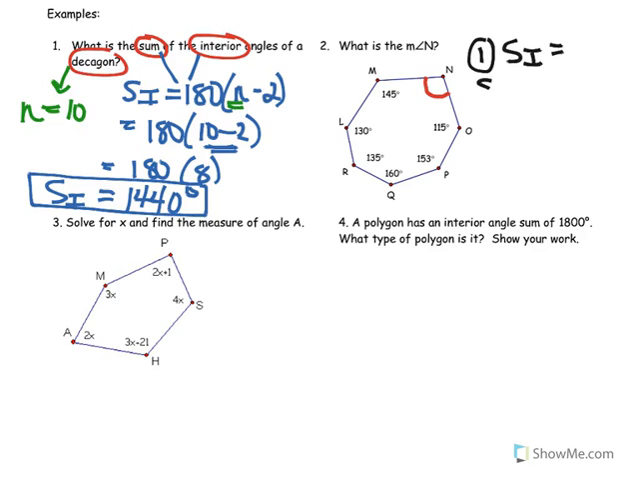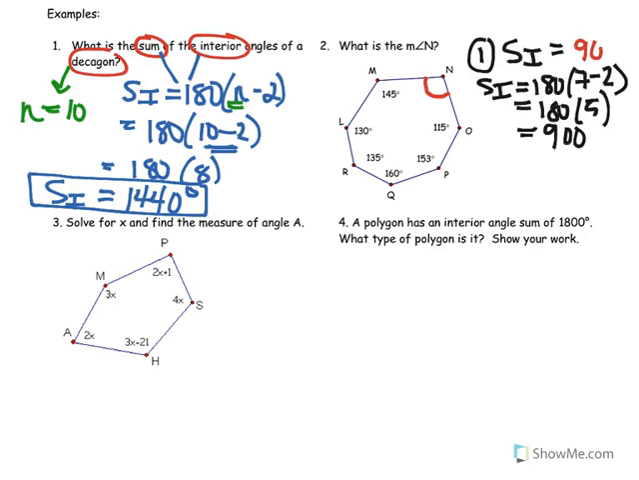Let's use our formula. SI equals 180 times n minus 2. Well, what's n in this case? 1, 2, 3, 4, 5, 6, 7. Did I do that right? 1, 2, 3, 4, 5, 6, 7. Yeah, n is 7 in this case. So I'm going to plug in 7 for n, and then I'm going to simplify. 180 times 5. Well, what's 180 times 5? That gets me 900. So the first thing you want to do is find the sum, and I know that the sum of all 7 angles here is 900 degrees.